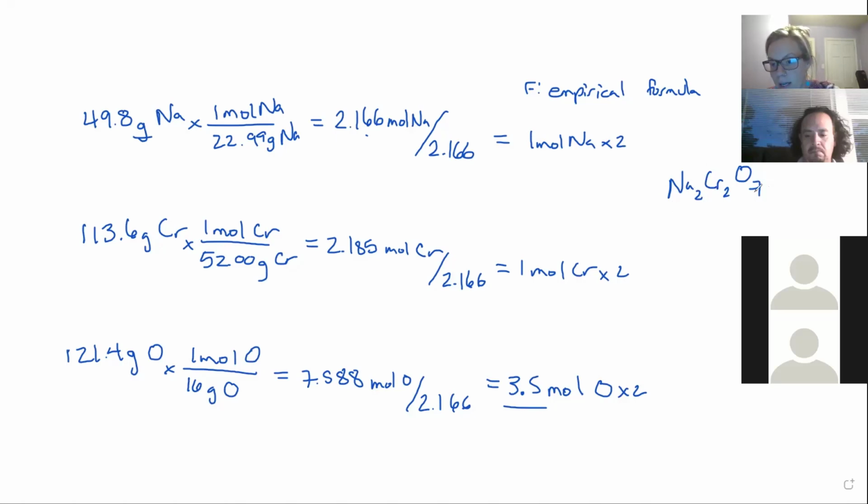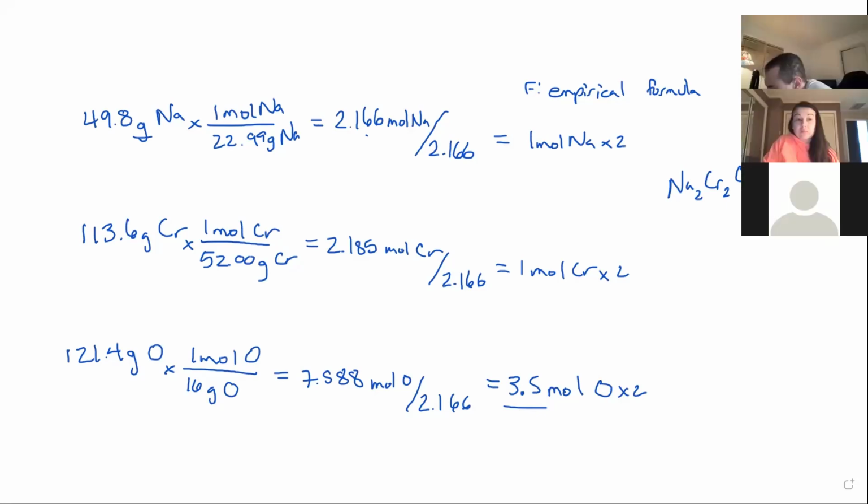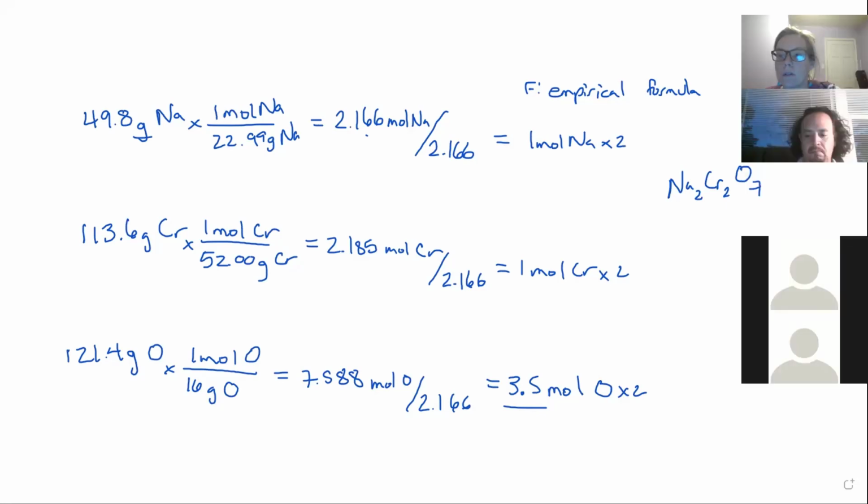Cr2O7 is a polyatomic ion. You're wondering where that's coming from. So you follow the same system. This one just had that extra step because after we divided by the smallest number, we still had a decimal.